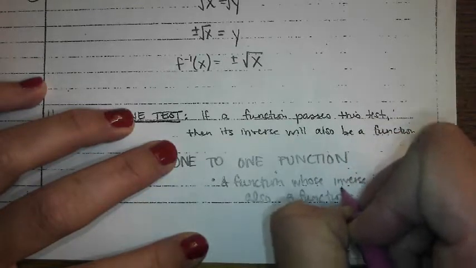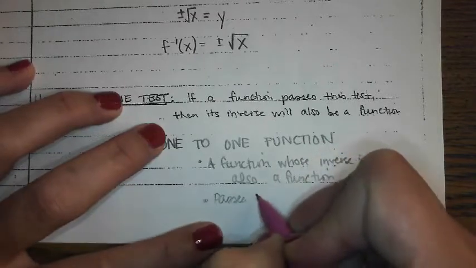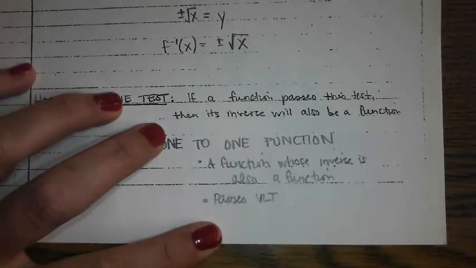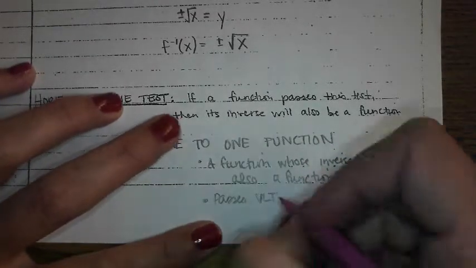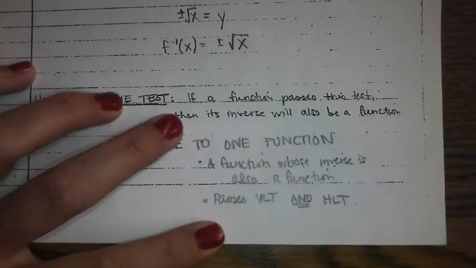And the quick test for that is that it passes the vertical line test. Obviously, that's what makes it a function to begin with. And a horizontal line test.